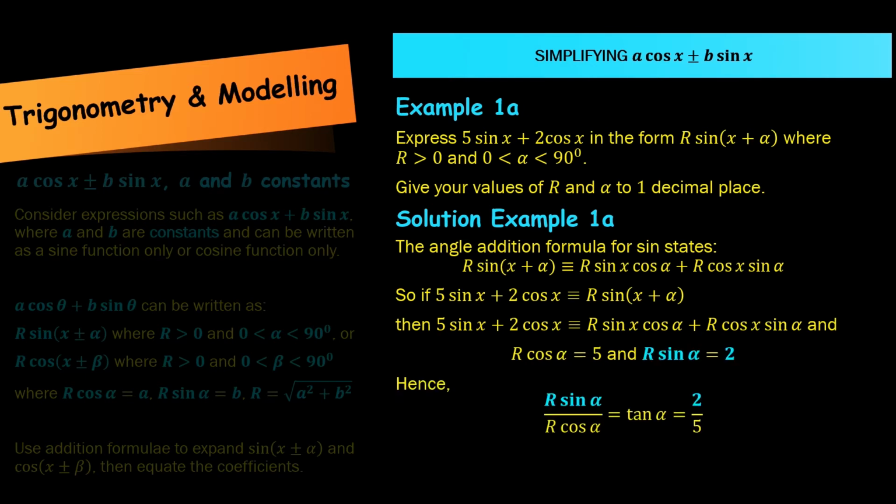And therefore, r sin alpha over r cos alpha, which is 2 over 5, equals tan alpha. And therefore, if we inverse tan this expression, we have that alpha equals tan inverse of 2 over 5, which is equal to 21.8 degrees.